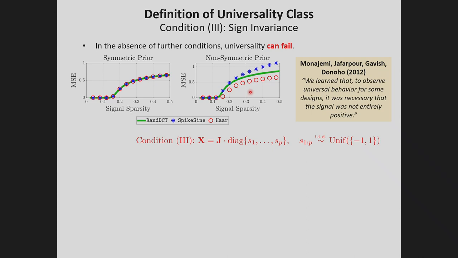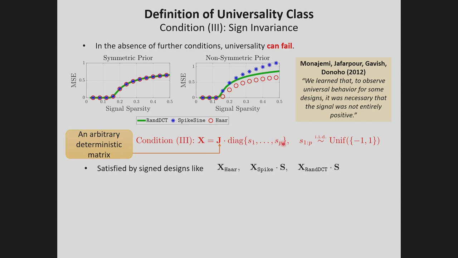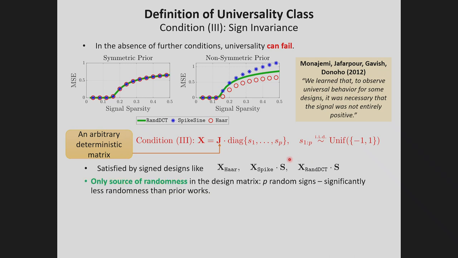To bypass these exceptions to universality, what we require is that the design matrix X is constructed by taking a deterministic matrix J, which can be arbitrary, and randomly signing the columns of that matrix. We require this because without it, universality can fail. It's not going to be satisfied by some of these deterministic designs, because they sometimes don't exhibit universality, but as long as you randomly sign their columns, they satisfy all the conditions we've imposed. And I would like to emphasize that this is the only source of randomness in the design matrix, which is much less than what was known in prior works.